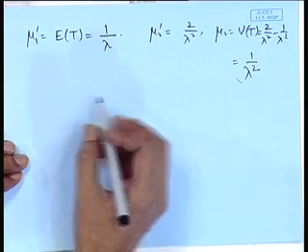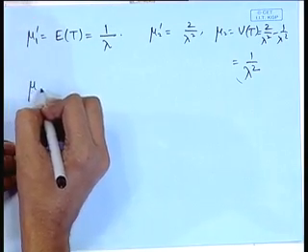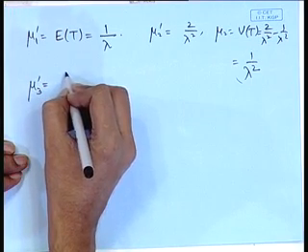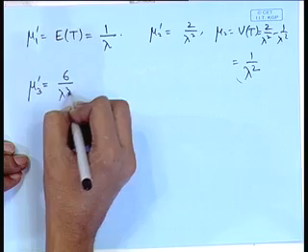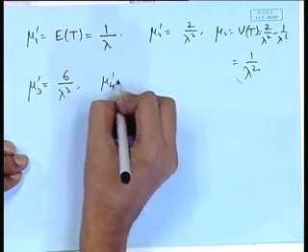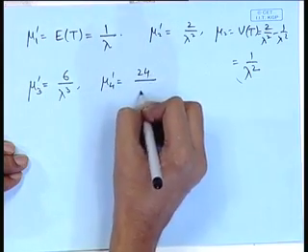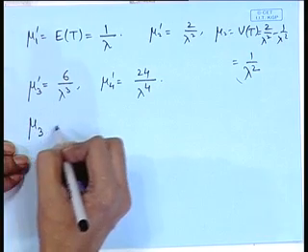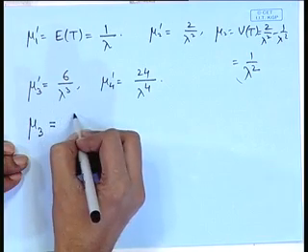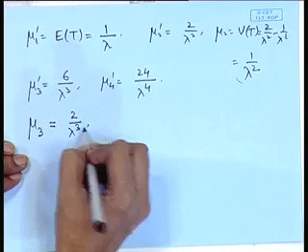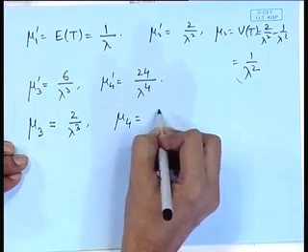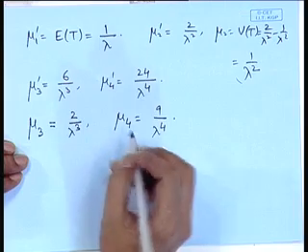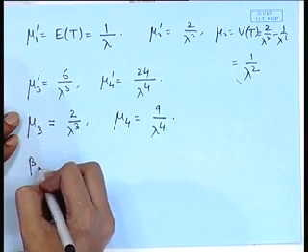We may calculate mu 3 prime, that is equal to 6 by lambda cube, mu 4 prime will become equal to 24 by lambda to the power 4. Using the relationship between the non-central and central moments, mu 3 is equal to 2 by lambda cube and mu 4 is equal to 9 by lambda to the power 4. From here we can calculate the measures of skewness and kurtosis.